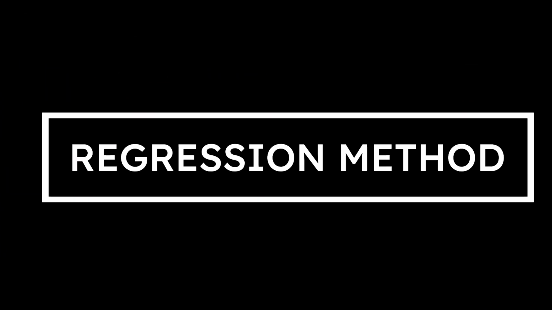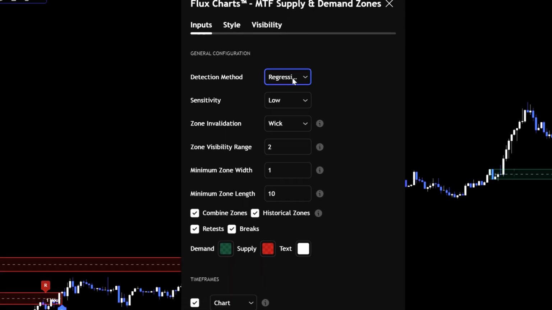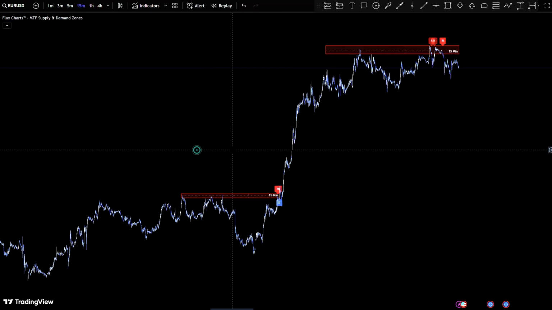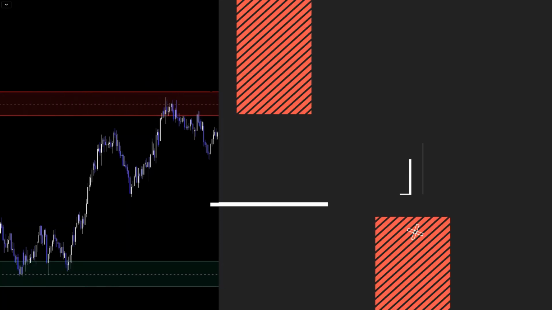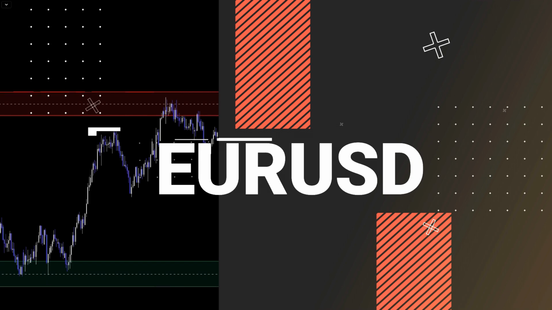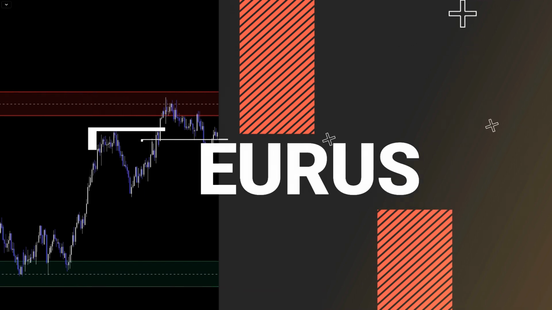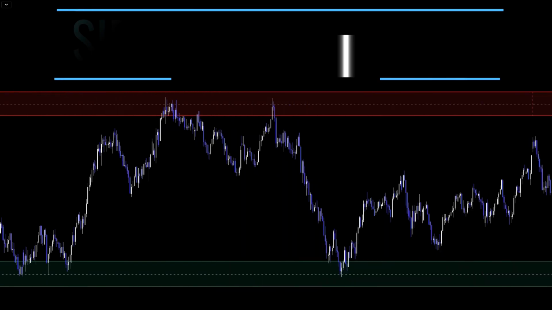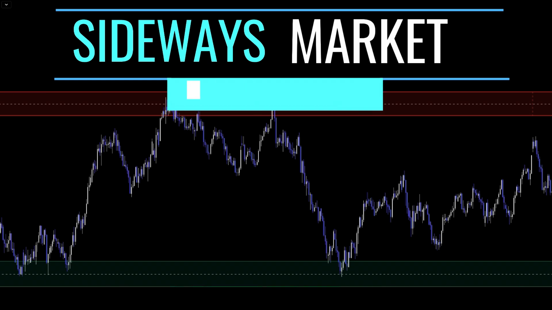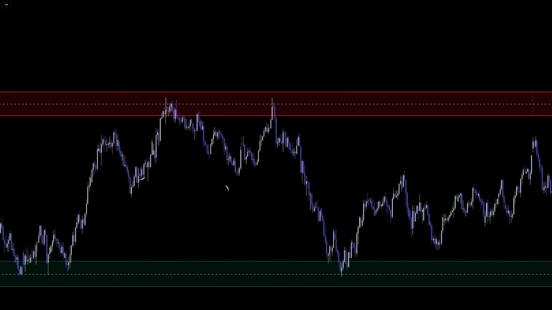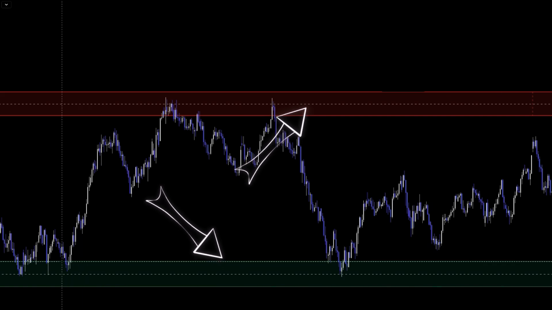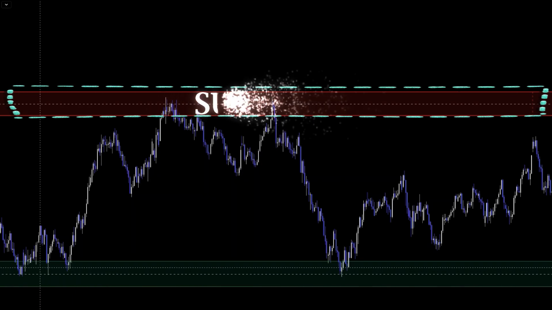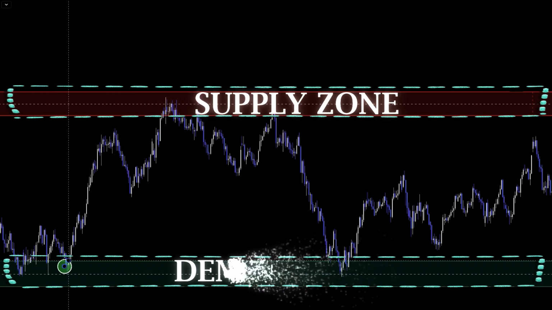On the other hand, the regression method is great for spotting zones where pressure builds up slowly over time. Picture a 1-hour forex chart, like the EUR USD example. That's Euro against US dollar. In this example, the market's moving sideways, just in a consolidation phase, not trending up or down. The price is hanging out between two levels, a supply zone on the top and a demand zone at the bottom, both marked by the indicator.